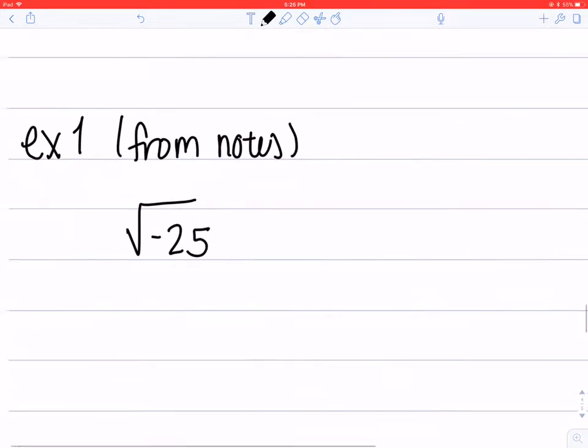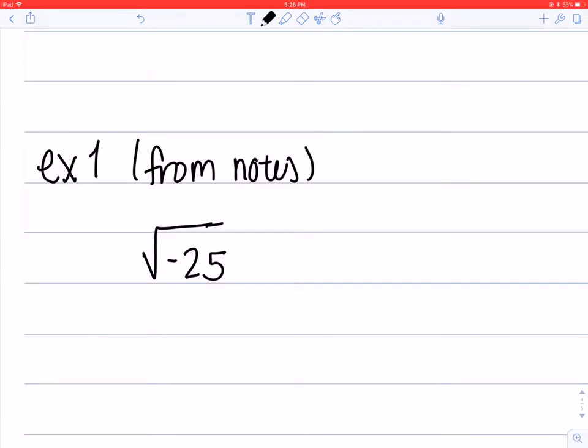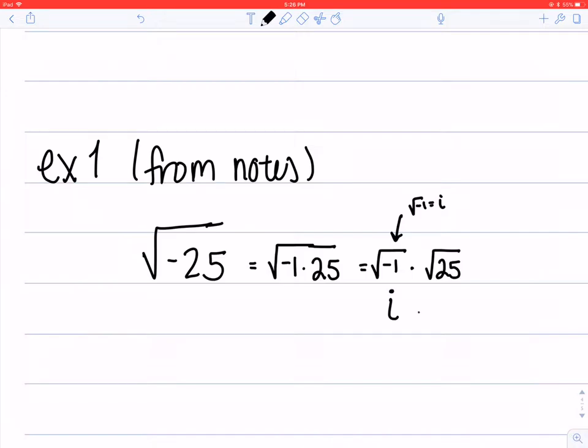So in this first example, this one is actually from your notes. I have the square root of -25. So I can write that as the square root of -1 times 25, because -1 times 25 is the same thing as -25. Then I can use that property from section 9.1, and I can split up the radical. Now the square root of -1, that's i, and the square root of 25 is 5.